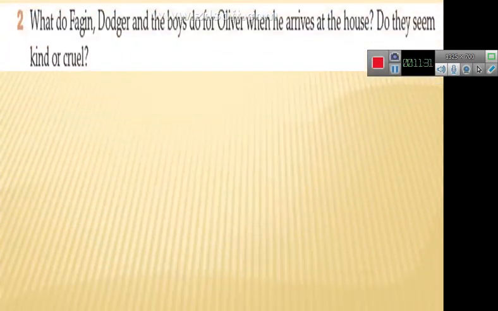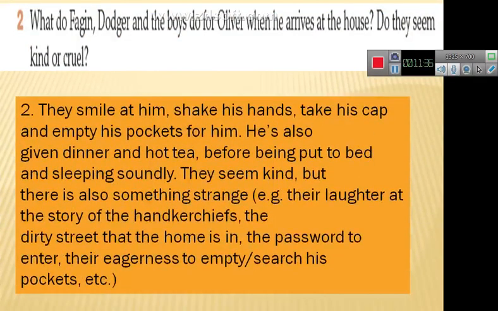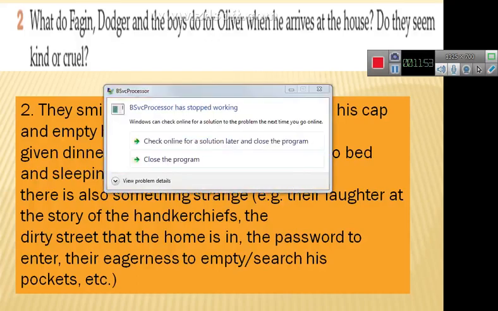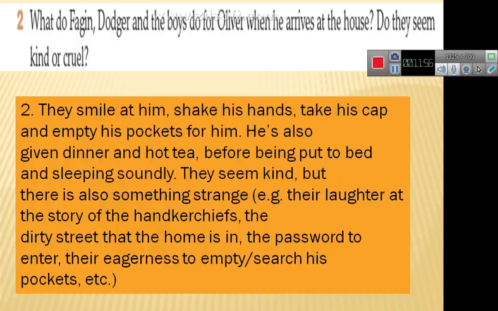What do Fagin, Dodger, and the boys do for Oliver when he arrives at the house? They smile at him, shake his hands, take his cap, and empty his pockets for him. He is also given dinner and hot tea before being put to bed and sleeping soundly. They seem very kind, but there is also something strange: their laughter at the story of the handkerchiefs, the dirty street that the home is in, the password to enter, and their eagerness to search his pockets.